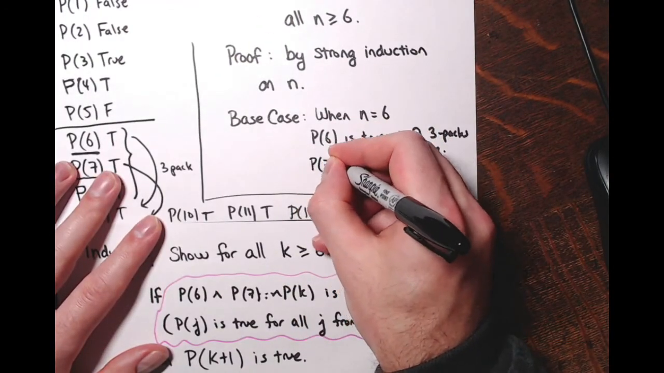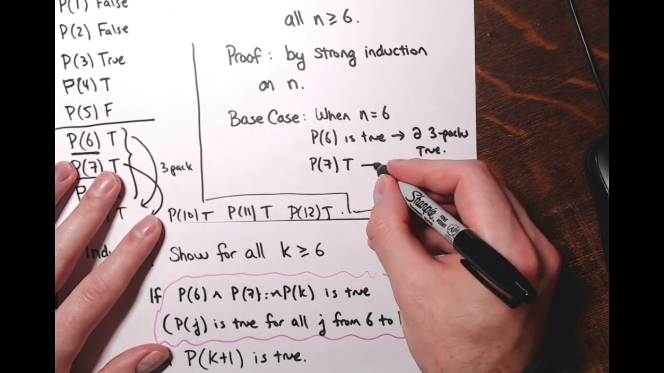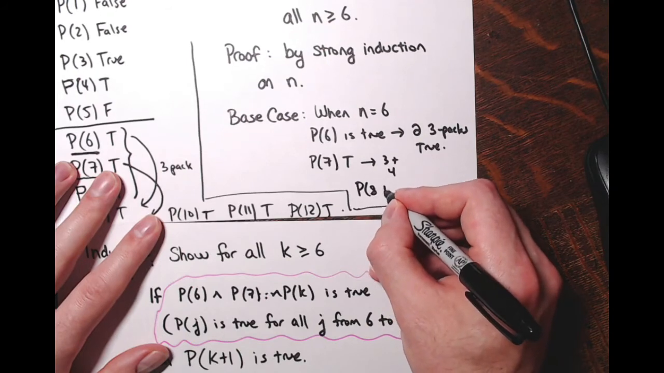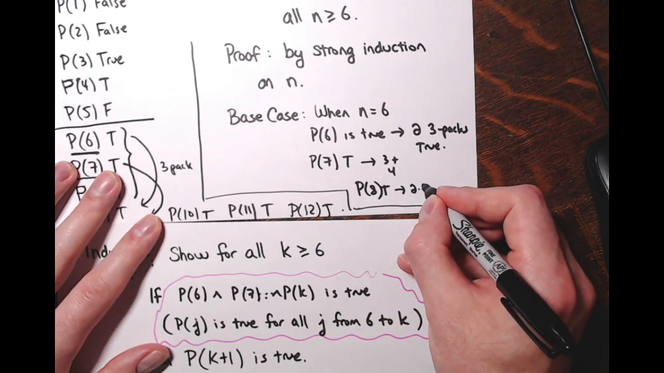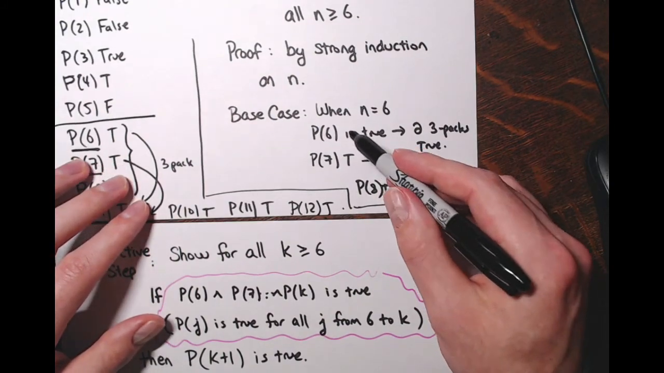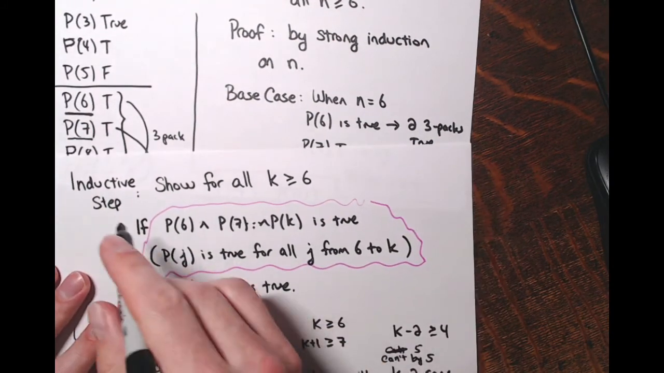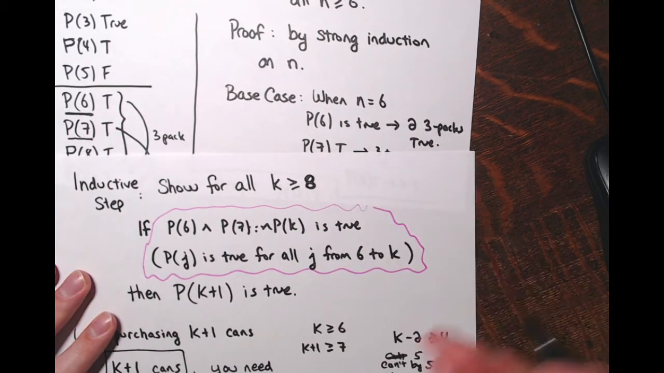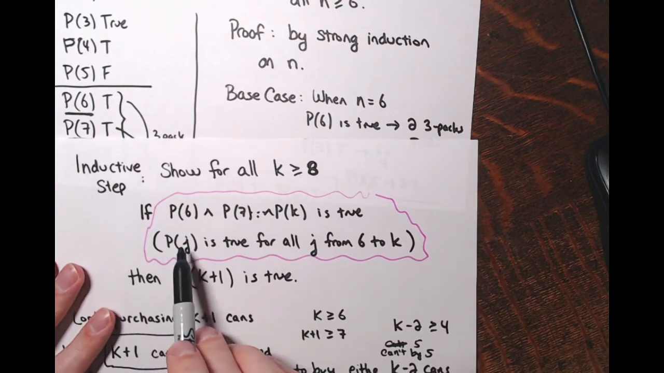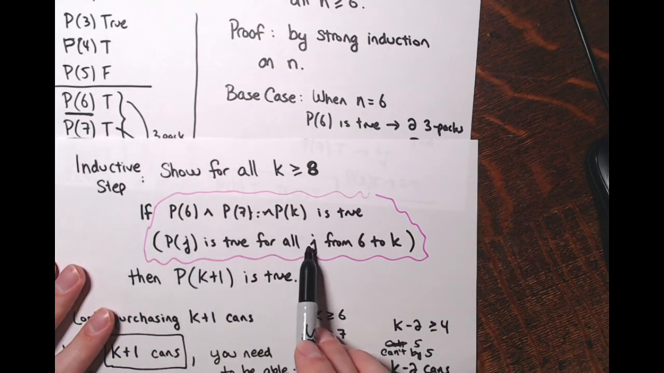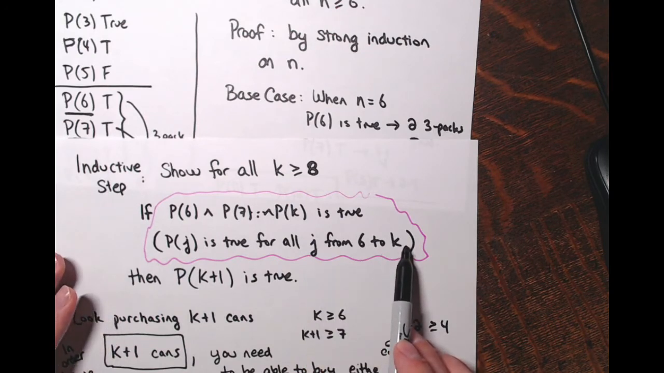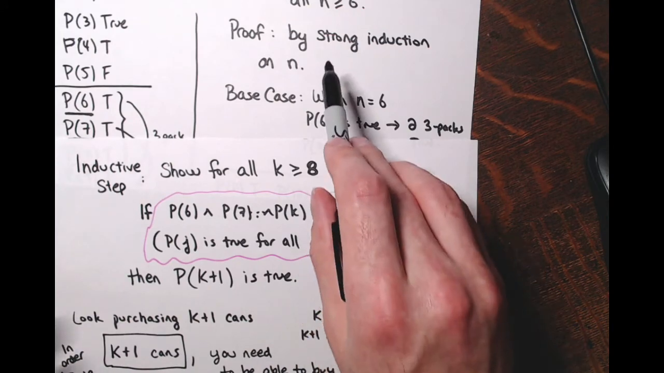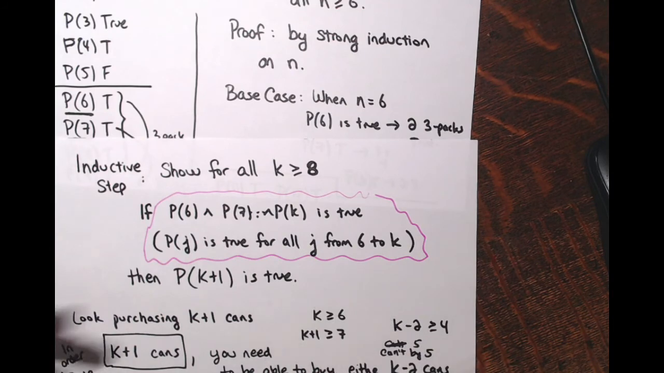So I'm going to go back here and add on the base cases. Now, this is true. We saw, you get a 3-pack and a 4-pack. And P of 8 is true. You saw 2 4-packs, right? So now I have these 3 base cases, and now my inductive step is for all k greater than or equal to 8, we're going to assume that P of j is true for all j from 6 to k. So we're starting at least from 6, 7, and 8. We have 6, 7, and 8 down, and then we would try to prove that it's true for 9, then true for 10.